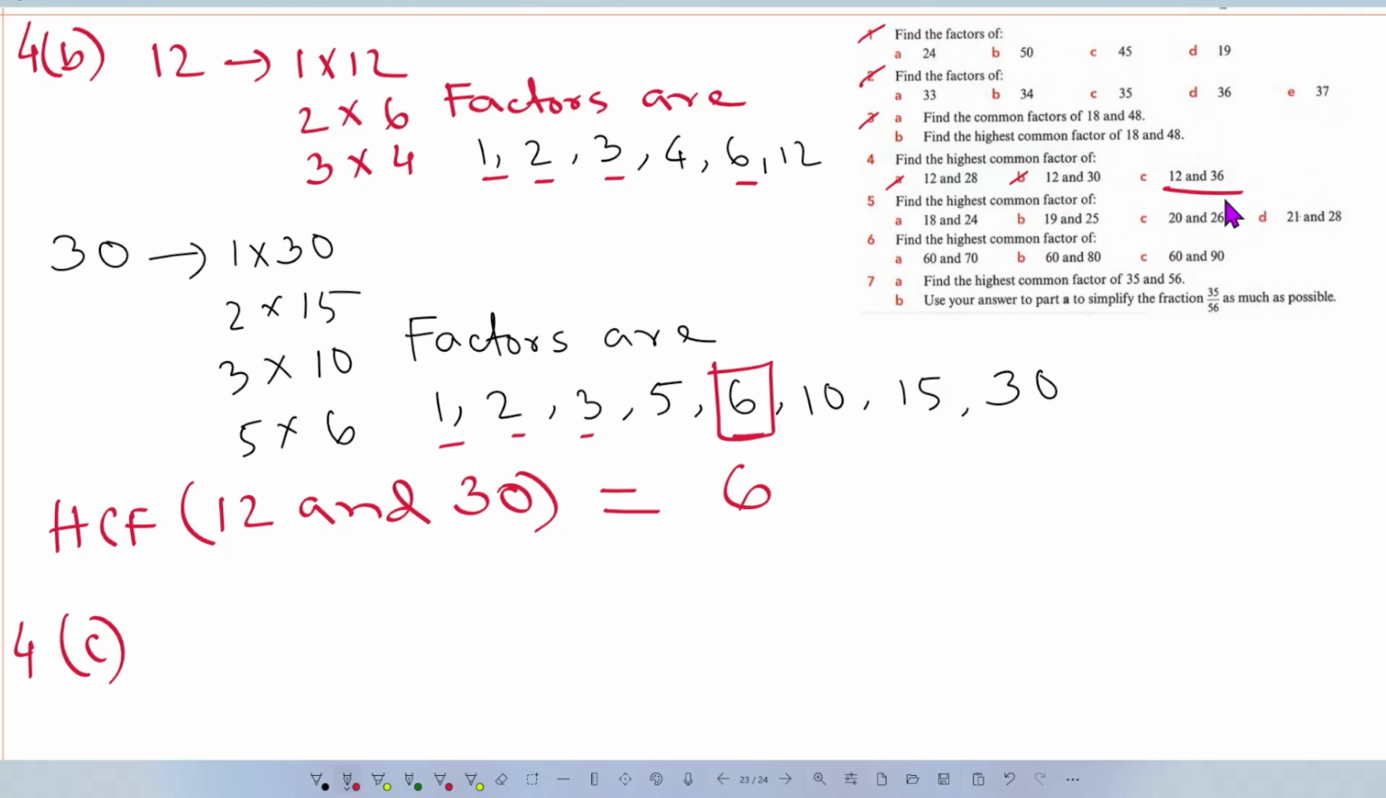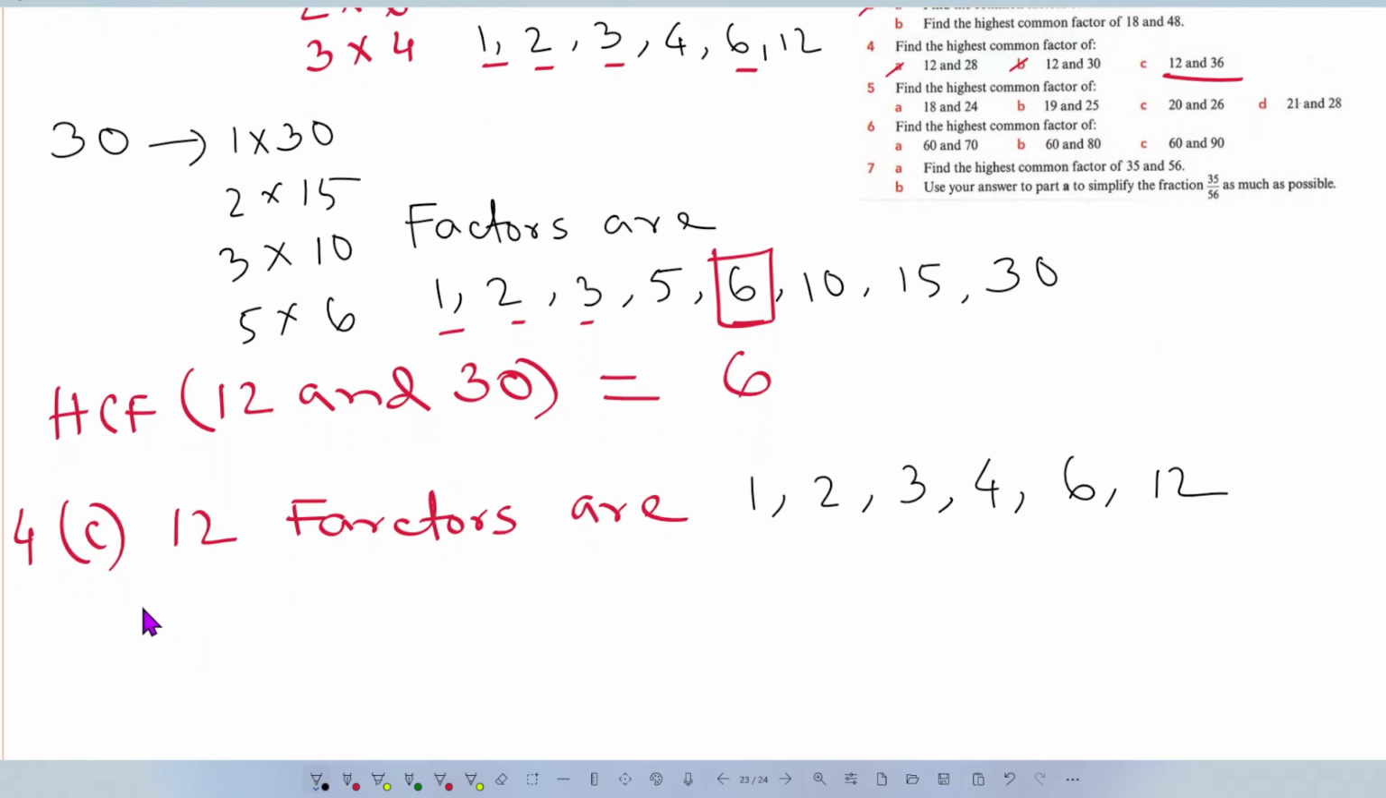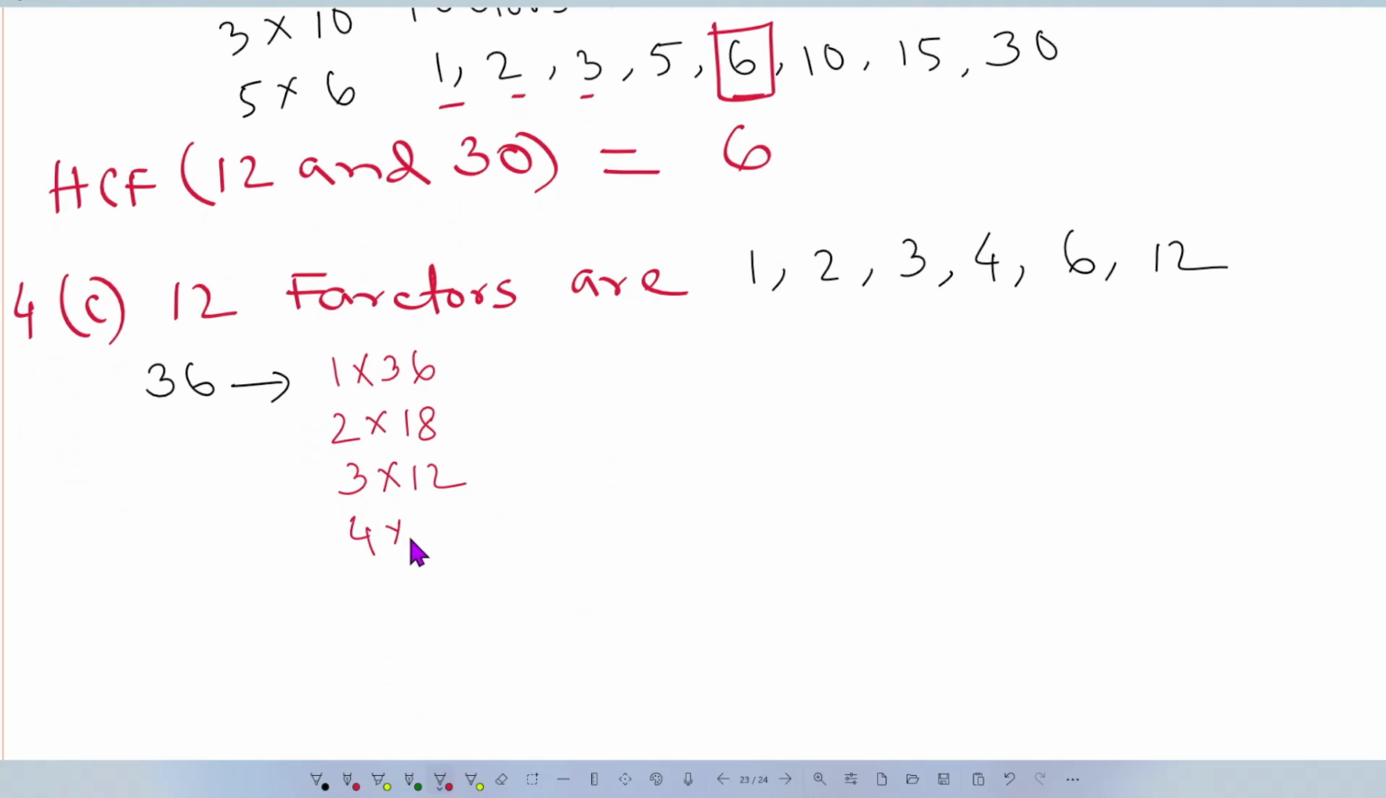So here it is 12 and 36. 12 we already found out: 1, 2, 3, 4, 6, 12. So we can write 12 factors are again 1, 2, 3, 4, 6, 12. And then 36. This one is what? 1 times 36, 2 times 18, 3 times 12, right? Then 4 times 9. It's enough.